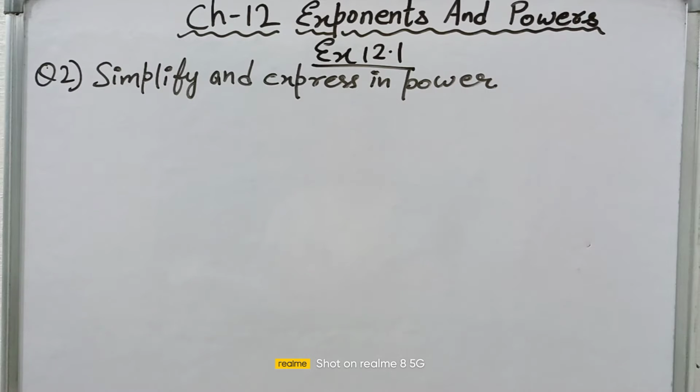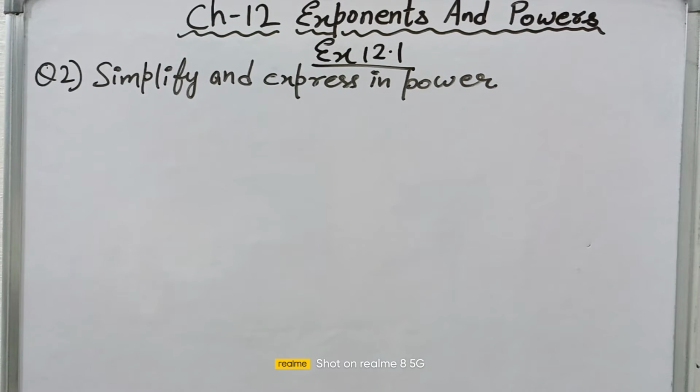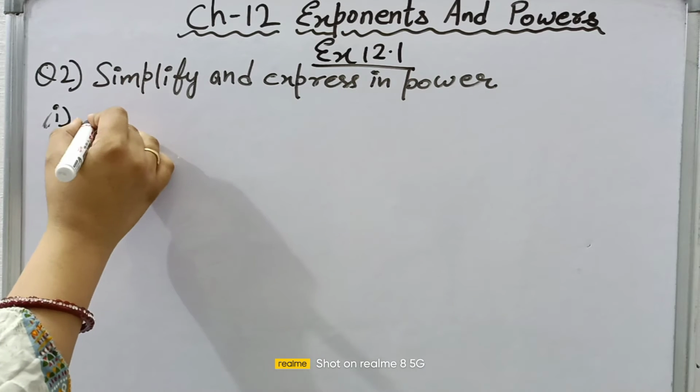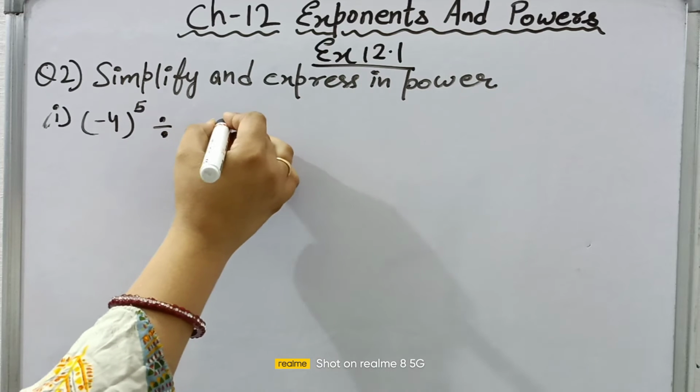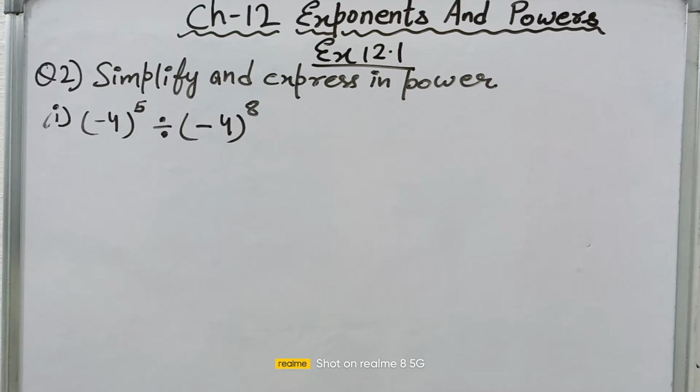Now come to second question. It is simplify and express the result in power notation with positive exponent. There are certain parts given for this question, and you have to simplify and express them in the form of power, and that power or exponent should be positive. Right? So first is minus 4 raised to the power 5 divided by minus 4 raised to the power 8. This we have to simplify.